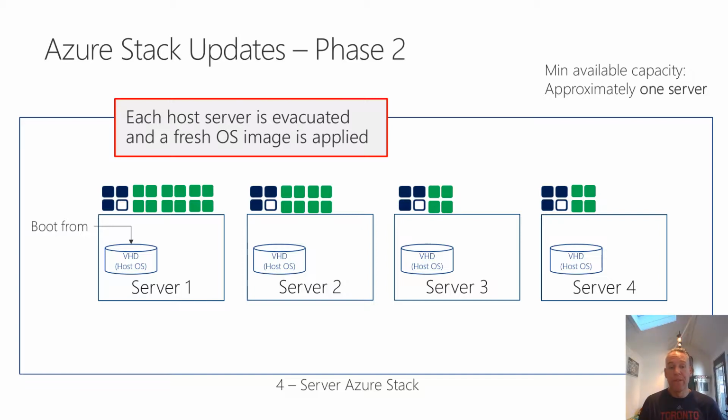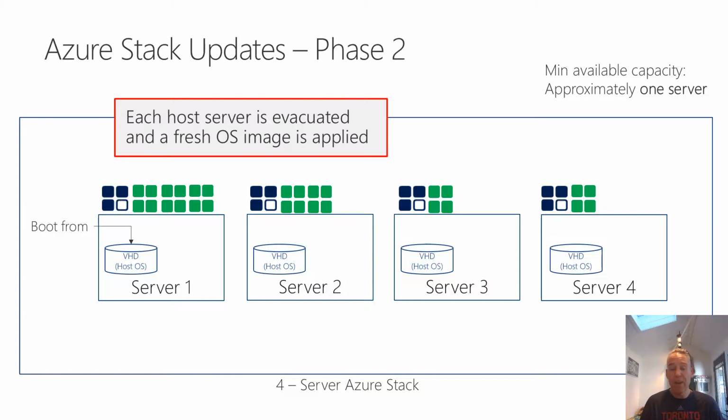So if you imagine here, we have a 4-node Azure Stack. So the 4 servers are shown across the bottom. They're all booting from a virtual hard disk that's sitting on the physical disk on one of the disks attached to each server. Those little blocks on top are the virtual machines that are running on top. The blue blocks are the fabric virtual machines, so the virtual machines that run the portal, all the resource providers, everything that's required to operate Azure Stack, and the green ones are user workloads.